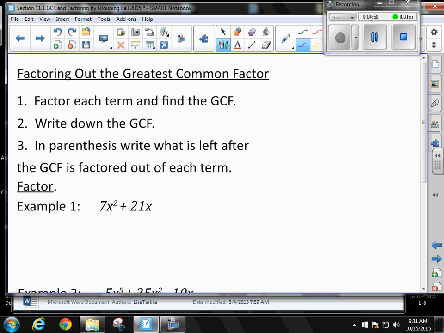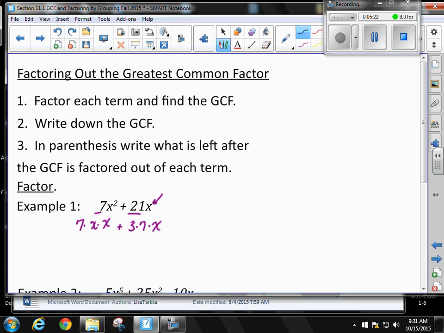7x squared plus 21x. So when I look at 7 and 21, I notice 7 can't be factored, it's prime, but 21 can be factored as 3 times 7. And then I look at the variable part. This one only has one x in it, so they will both have one factor of x in common. And x squared can be written as x times x.